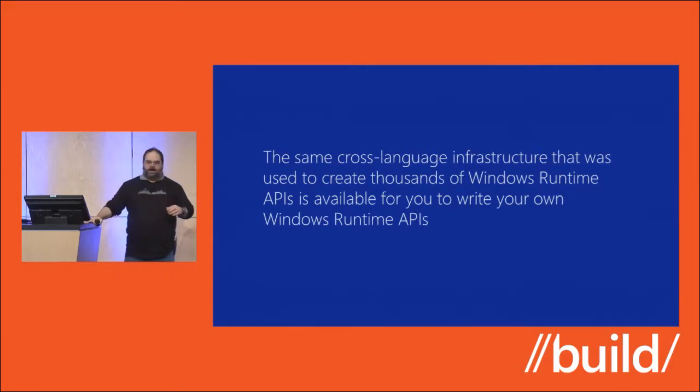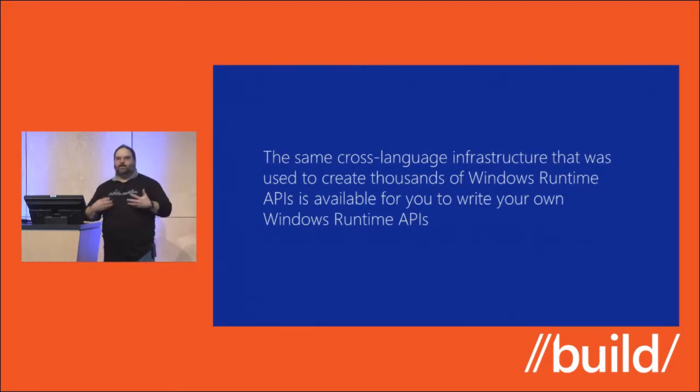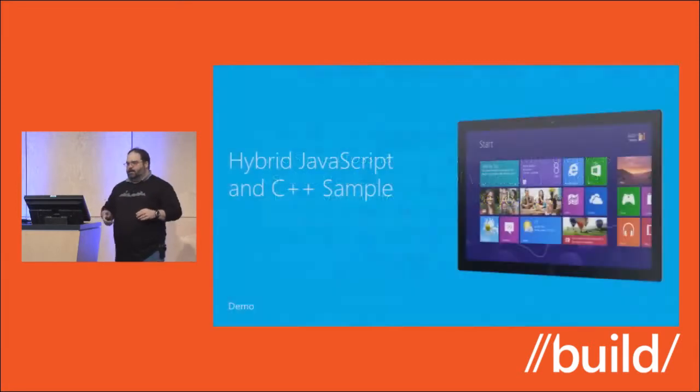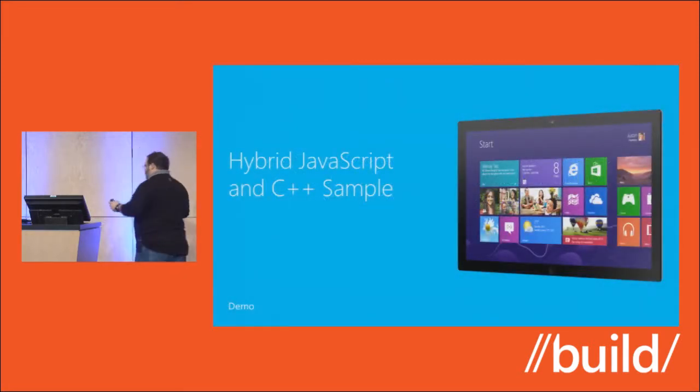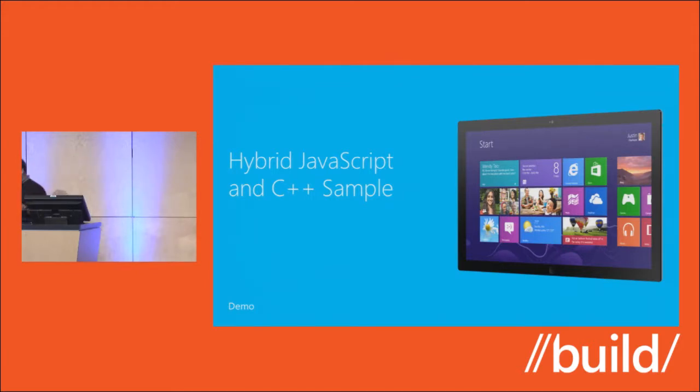And I'll let you know, I worked on the team that delivered this. The same cross-language infrastructure that we created in Windows to let all of the different feature teams within Windows write their APIs once and consume them in any of the languages, all of that facility is available to every one of you. You can go in and write your own components, write your own WinRT APIs, and consume them from all of the different languages. That's part of the platform too. Why don't we take a look at what that looks like.